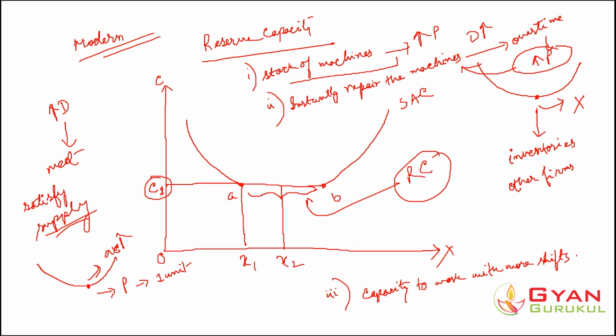But now the modern theory says that this is not true, because every firm has some reserve capacity attached to its plant. The reserve capacity may be in different forms. I have already told you what the forms could be, and there could be various other forms. These are some of the possible examples that may work as a reserve capacity, right?